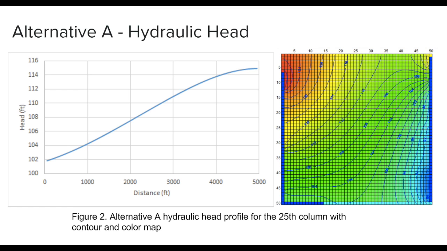This slide shows the hydraulic head profile for alternative A, and this profile is from slicing the figure on the right directly down the middle along column 25 from the bottom all the way to the top. So at the bottom we have somewhere around 102 feet for our head, and at the top it goes to nearly 116. Since our head is higher on the northwestern side and lower on the southeastern side, that means flow is going to go from higher head to lower head, and hence why we're having this leachate problem.